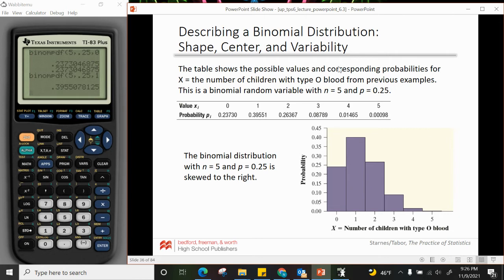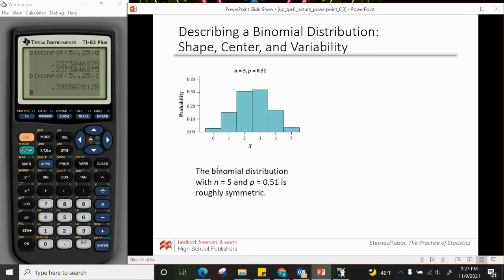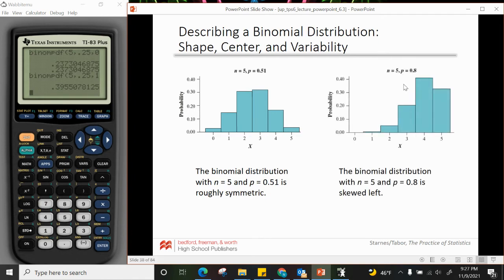Remember, the numbers that determine the probability model are the number of trials and the probability of a success. So in this, like I said, the way to determine a binomial distribution is the number of trials and the probability of success. So if you kept the number of trials the same at 5, but the probability changed to 0.51, the distribution becomes a lot more symmetric. You could change it again, 5 and 0.8, now it's less skewed.